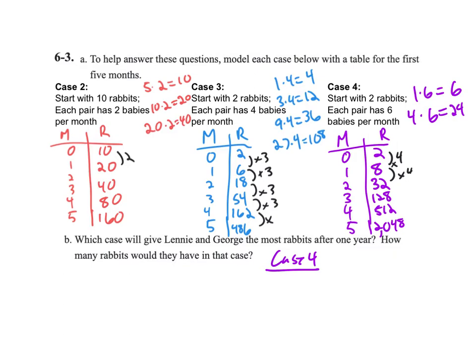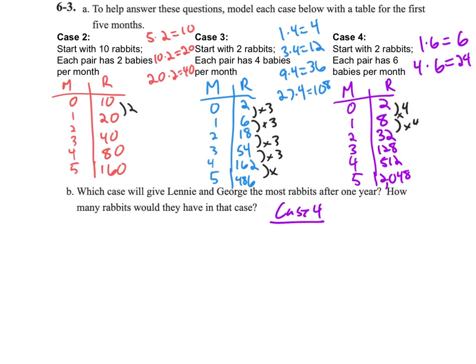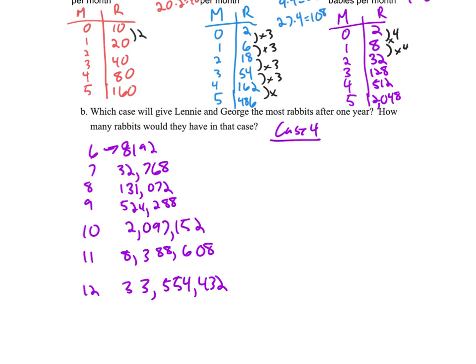So let's see what this looks like. Instead of having you watch me click times 4 and then write a number down, I just went through and did all this. So times 4, times 4, times 4. Oh my goodness. All the way down here, you get 33 million rabbits. 33,554,432 rabbits in case number 4.